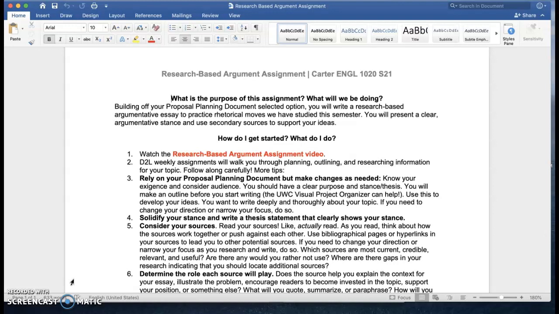But this paper is going to be a pretty in-depth process, and it's going to allow you to practice everything that we really want you to be able to do by the end of this course. So what you're going to do, and I'm going to show you this document in a minute, is build off of your proposal planning document. You will select an in-depth option, and you're going to write a research-based argumentative essay so that you can practice presenting a clear argumentative stance that is supported through excellent secondary sources.